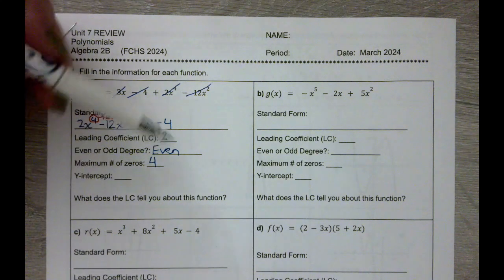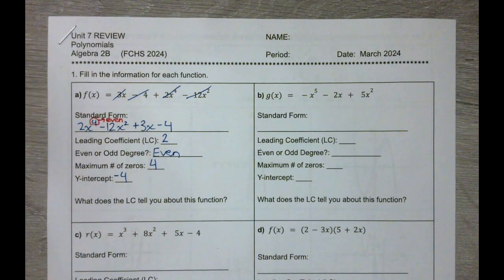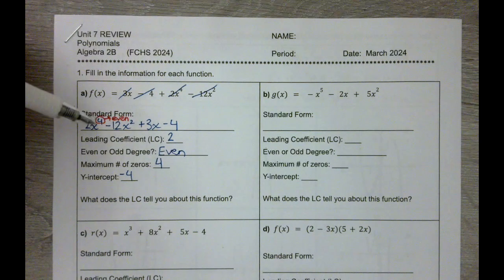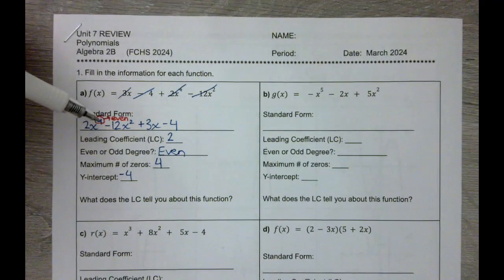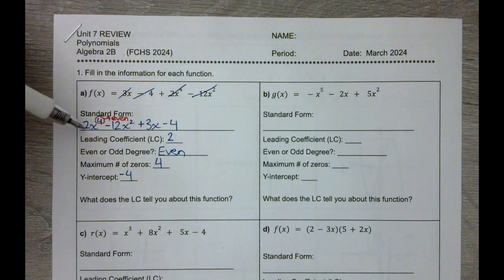The y-intercept is the constant at the end, the number, -4. And then what does the LC tell you about this function? This might be something that doesn't quite occur to you until you have to use it later, but remember, and I kind of did this part as a hint up here, the degree tells us the type of function, even or odd, and then the number in front tells you whether or not it's positive or negative.